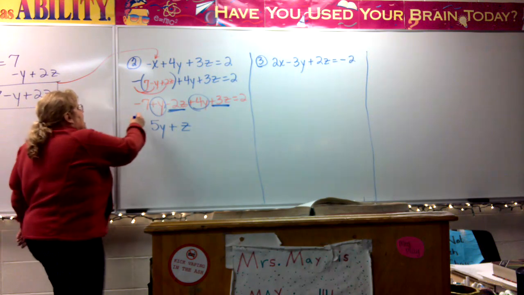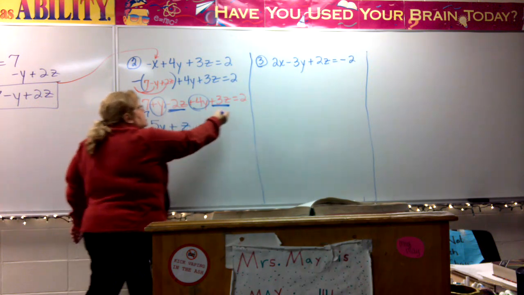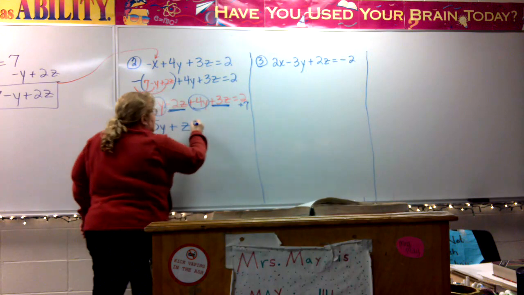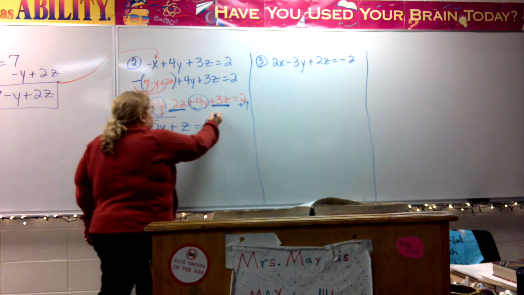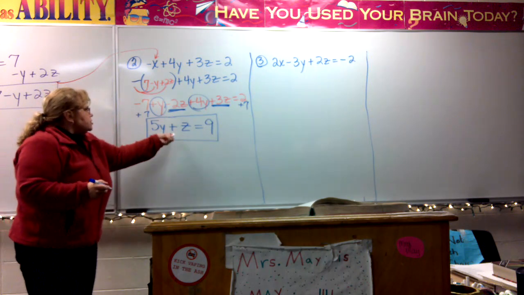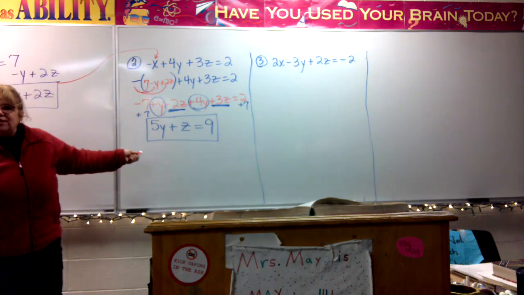Do you mind if I add it so I get it to the other side? And once you have it simplified, put a box around it. There's not really anything else we can do with this right now.